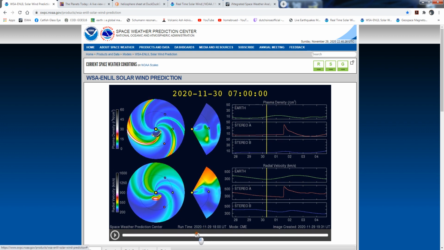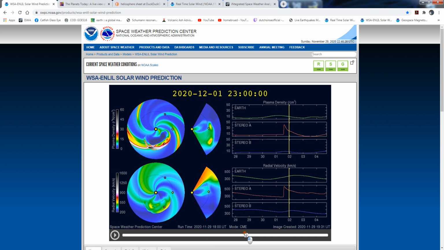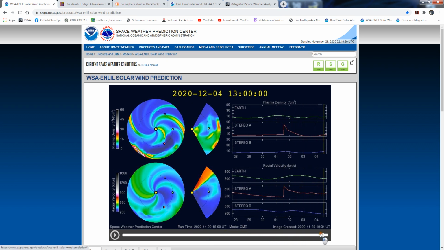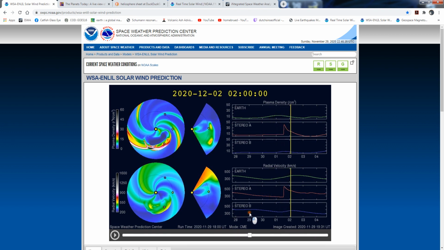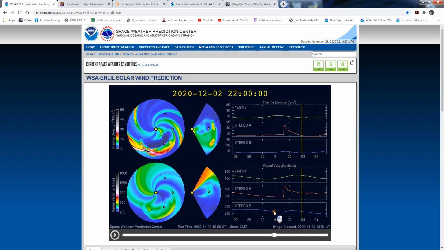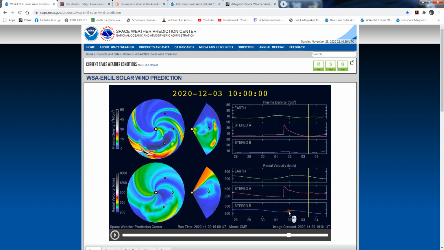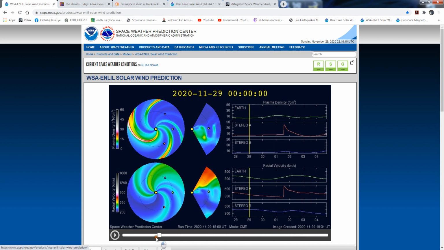Now, we're just going to move this back and forth, and it's quite interesting how it disrupts the way the solar wind comes off the Sun. Since it's a spinning object, it comes out in sheets, wavy sheets. It's not a straight line.